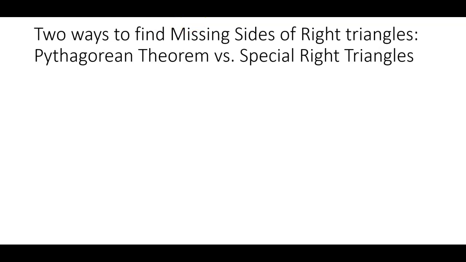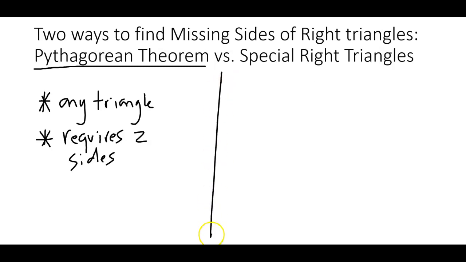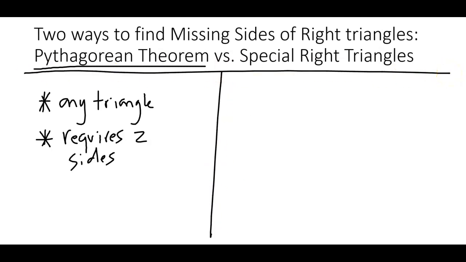Now, in our last lesson we talked about Pythagorean's theorem, and Pythagorean's theorem works for any triangle, but it requires two sides. In other words, it's only good for finding a missing third side. So the strength of the Pythagorean theorem is that it works for any triangle. The weakness is that you have to have at least two sides to completely solve the triangle.